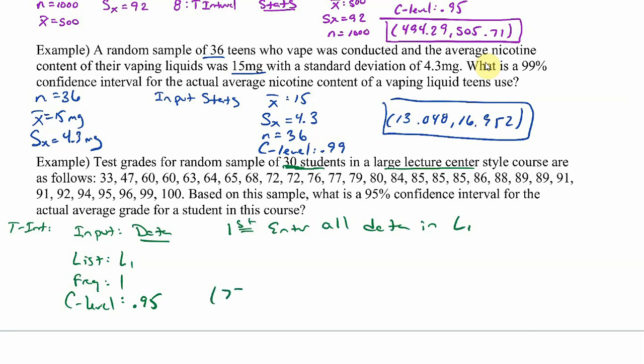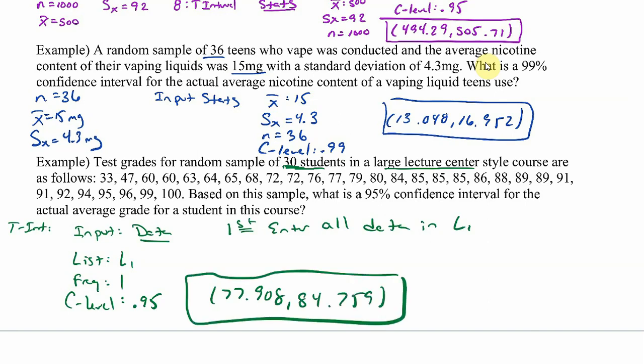And I was getting about 77.908 to 84.759. So based on a random sample of 30 students out of a lecture center course, we think that the true average grade for a student in that course is somewhere basically between a 78 and an 85, more or less.